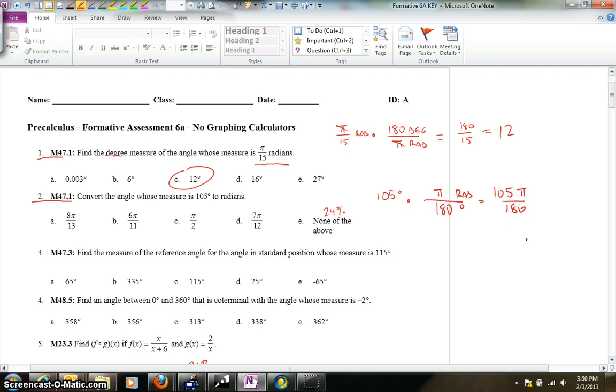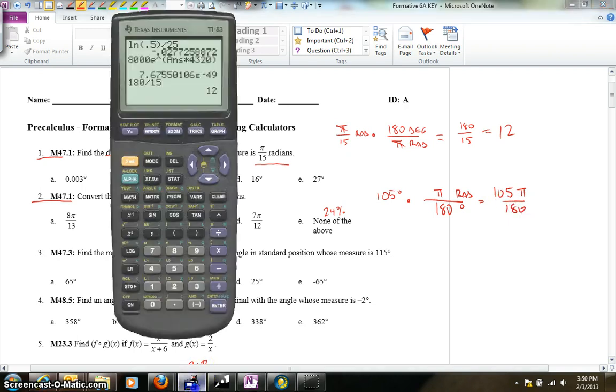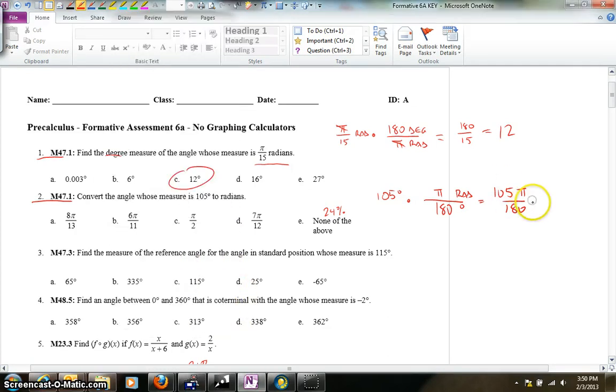I've got two options here. I can just go ahead and do 105 divided by 180. It's going to give me a decimal, but then I can go to math, frac, enter, and it's 7/12. So we got 7 pi over 12 right there. That's letter D. You also could have just kept reducing this. I can tell already that 5 goes into both of those. When I reduce it by 5, I get 21 over 36, and then I can divide them each by 3, and that's where 7/12 comes from. So both of those are ways you could get that done.